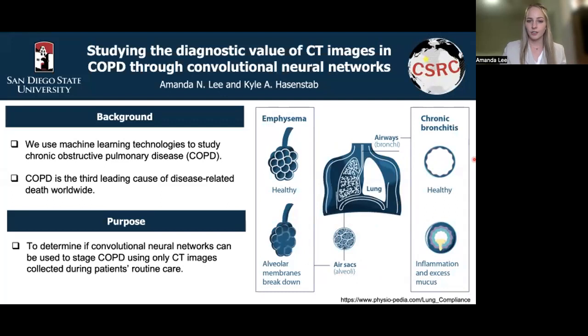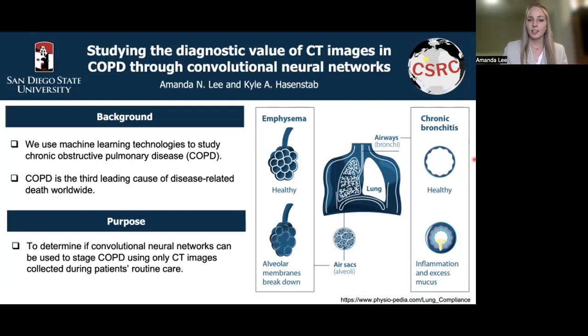COPD is currently diagnosed using spirometry or lung function testing, which does not account for lung structure. And recent studies have shown that lung structure, quantitatively measured using lung CT imaging, can supplement COPD severity staging. However, imaging protocols within these studies require the acquisition of 2 lung CT images, which is not the clinical standard, and also doubles patients' exposure to ionizing radiation.